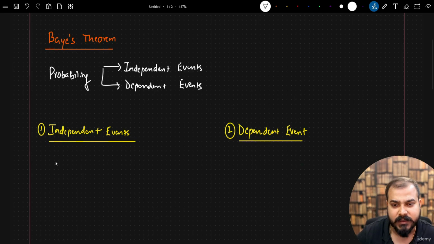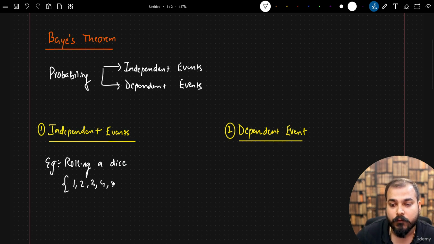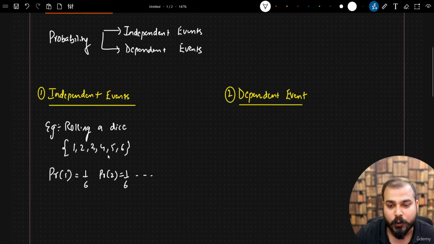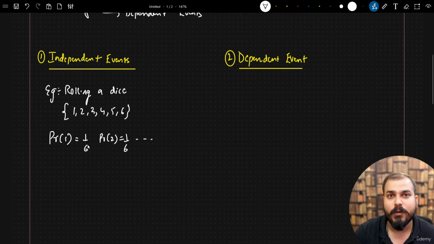So if I probably consider an example like rolling a dice, you know, the outcome of a dice is 1, 2, 3, 4, 5, 6. Now from this, you should know that whenever I roll a dice, the probability of 1 will be 1 by 6. The probability of 2 will be 1 by 6. Like this, any probability that you calculate with respect to any outcome will be 1 by 6. So here you can basically say all these events are independent because one event is not impacting the other event.